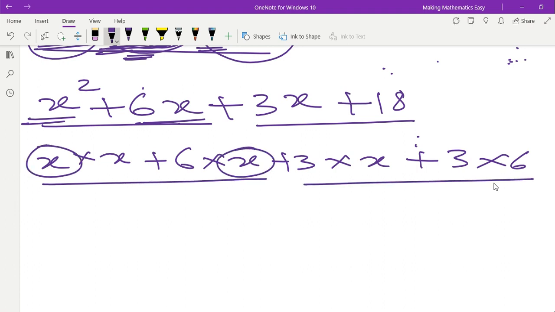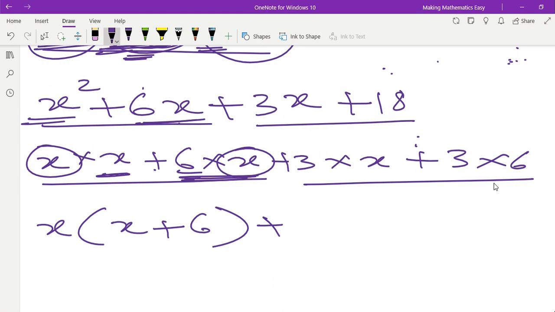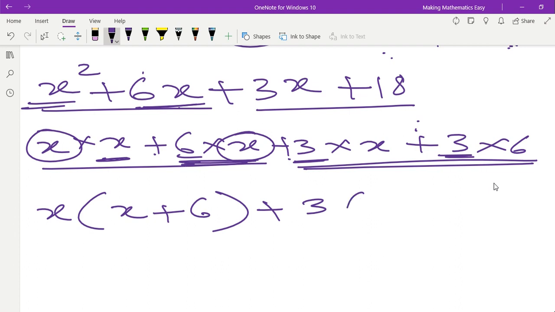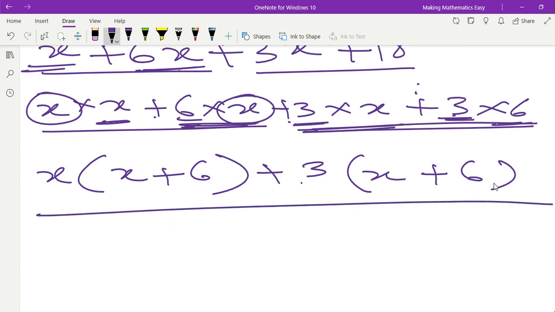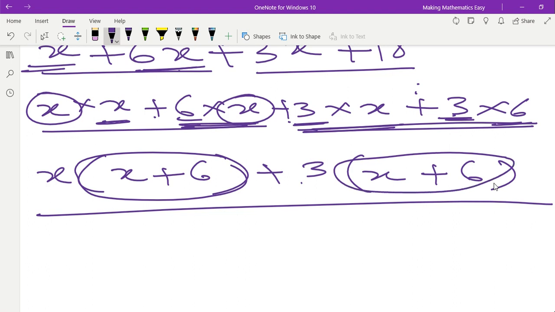So x is common. So I take it outside, then what is remaining? Over here I have x, then plus, and in this term I have 6, so I'll put 6. Now in this, what I have common is 3. What is remaining is x over here, then plus 3 I have already taken out, and then this 6. Now when you reach this stage, if both of these brackets are not the same, then your sum is incorrect. If both of these brackets are the same, then your sum is correct, otherwise it is not correct.